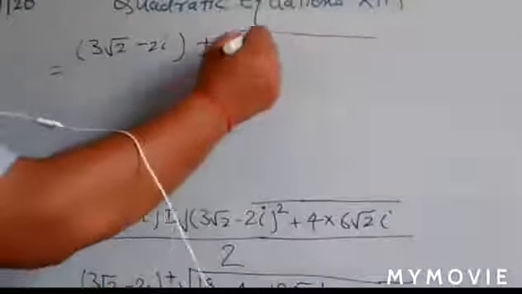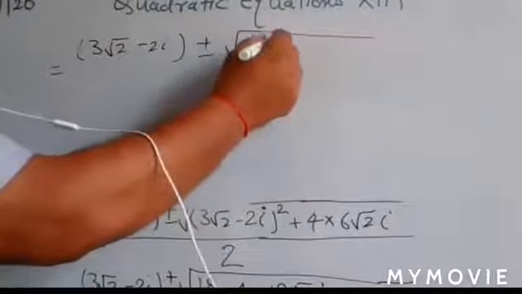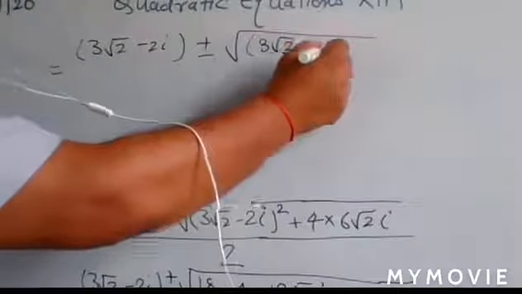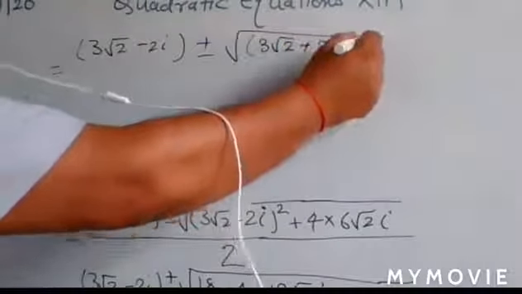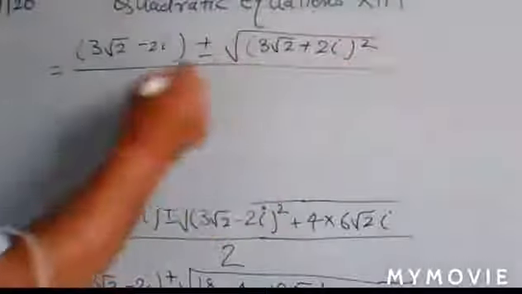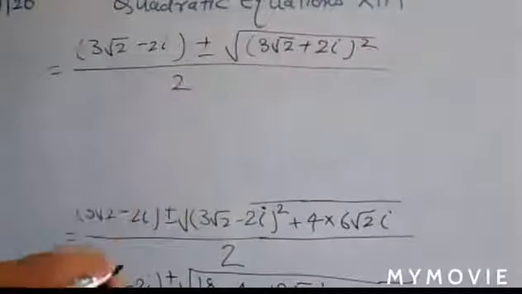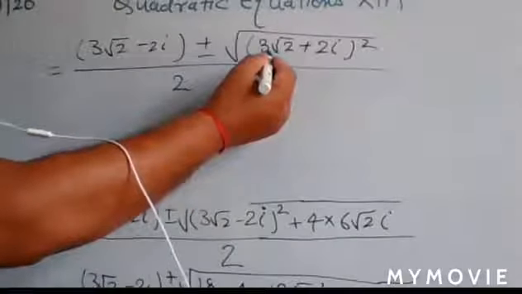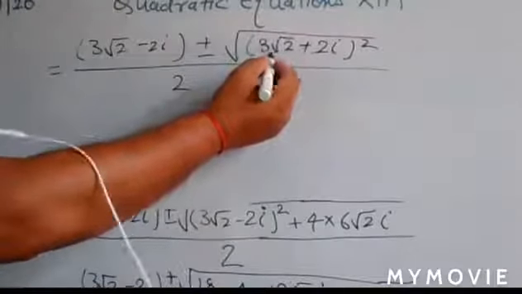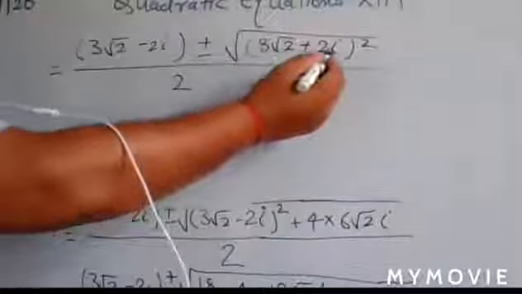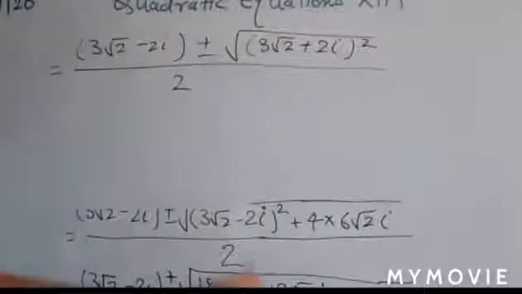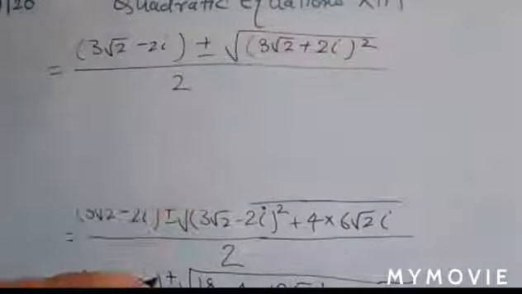Yeah, just check. Here you have 3 root 2 plus 2i whole square, whole divided by 2. Check this one. If you take the square of this number, you have 18. And here you subtract 4. So you have 14. Understand? So in this way, you have your result.